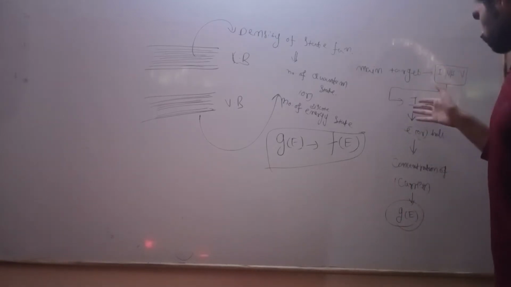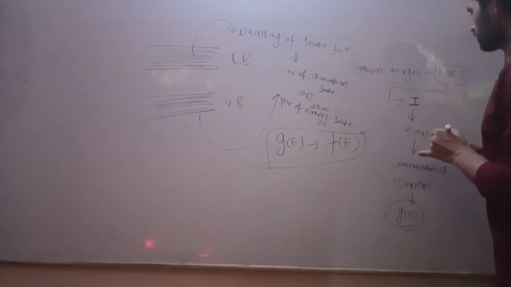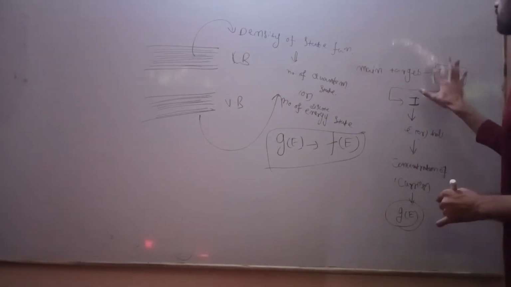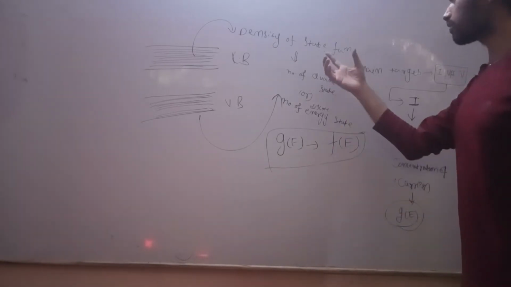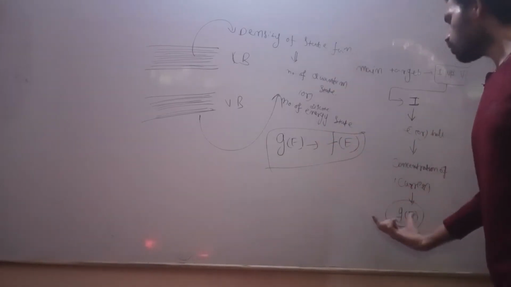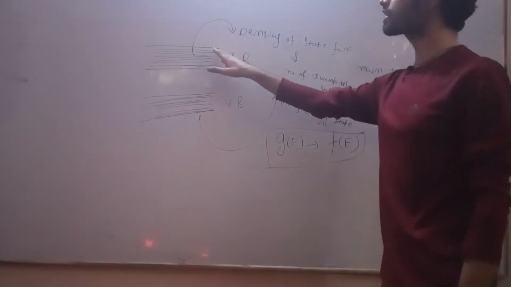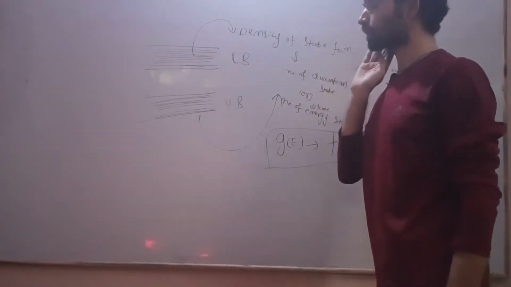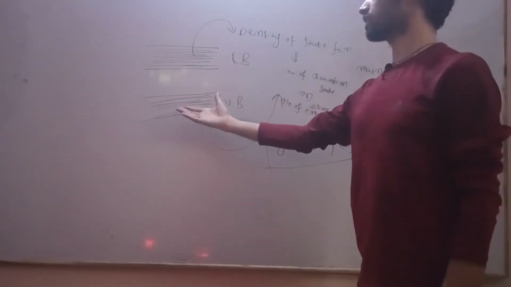This is the hierarchy to achieve this current versus voltage characteristic. First we want to find the density of state function, which is nothing but the number of allowed quantum states, either in the valence band or in the conduction band. That depends upon which type of material it is.